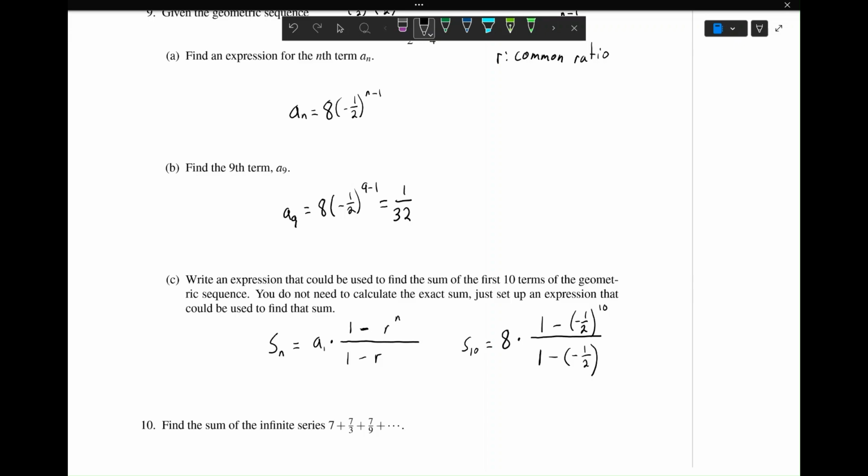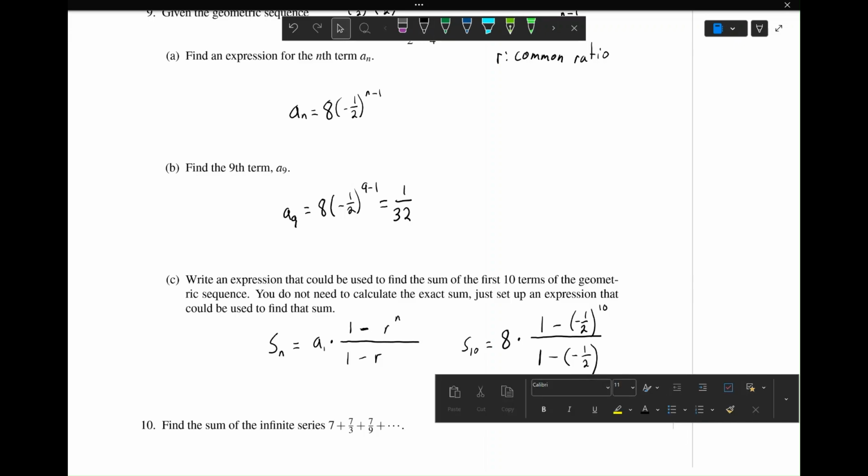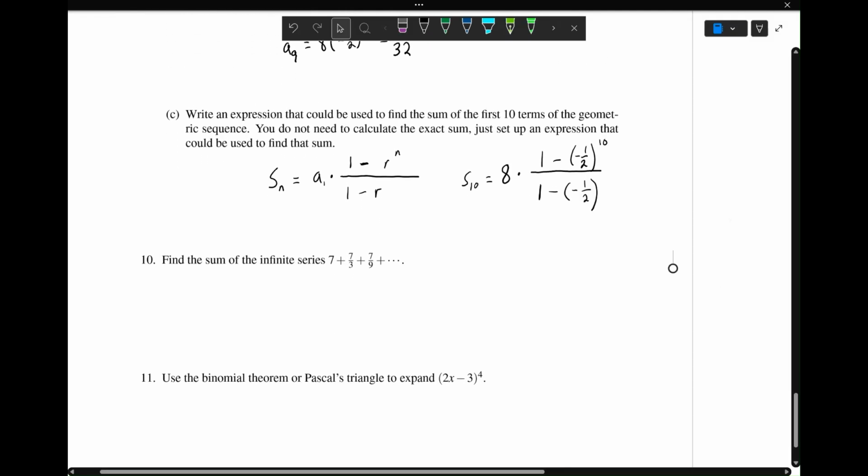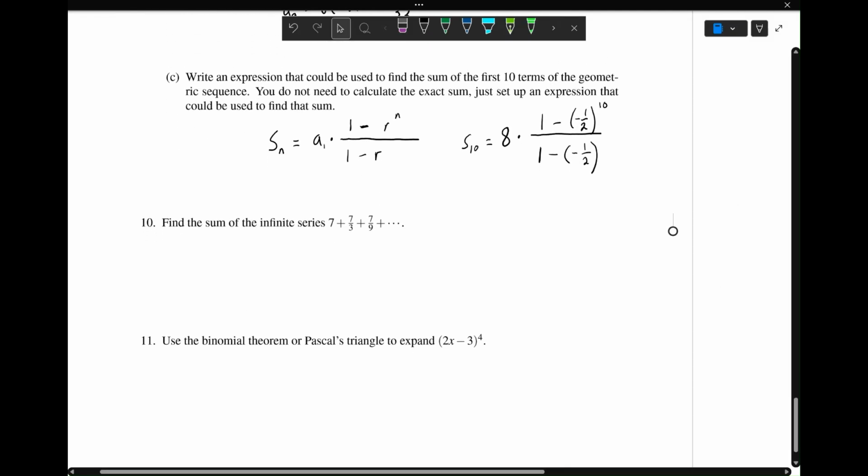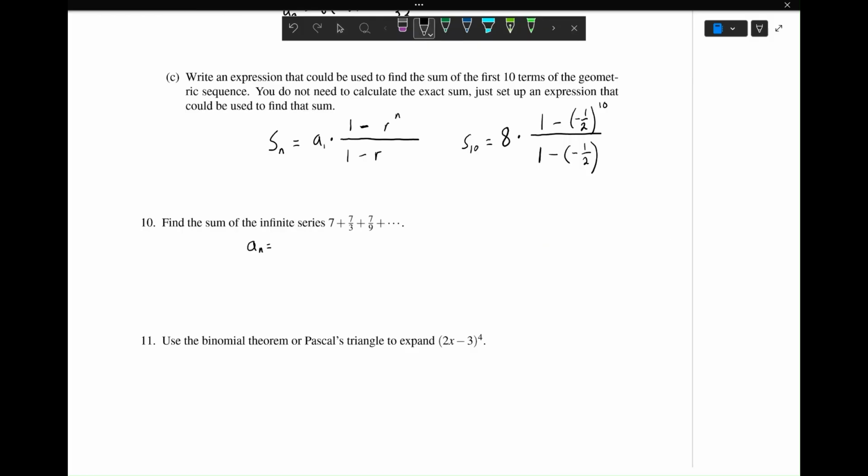So I'm just asking you to plug numbers into the formula. But now we'll use it for an infinite series. Now let's first check to see if we can do this. So a sub n, in this case, let's see. My first term is 7, and it looks like I'm multiplying by 1/3 each time.